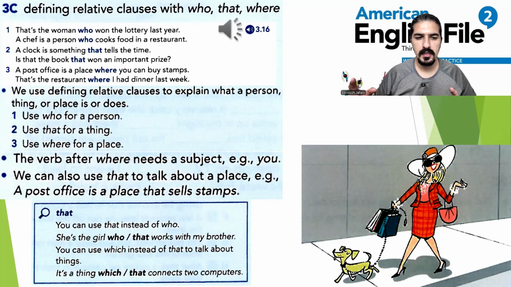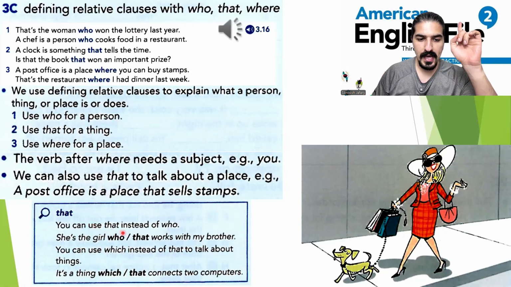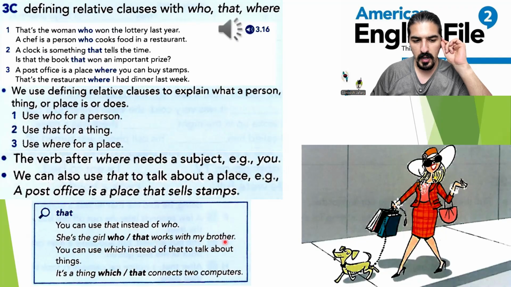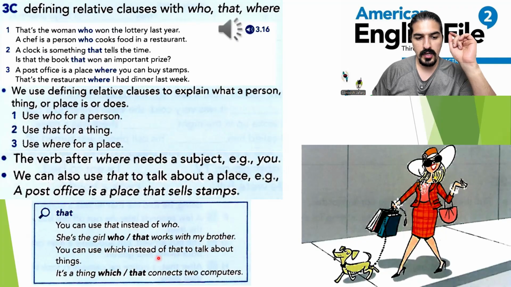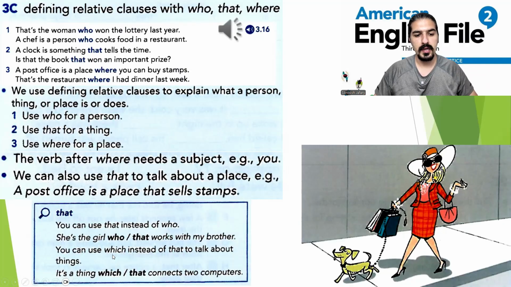Okay, very nice. So, you use who for a person, that for a thing and where for a place. But be careful. You can use that instead of who. For example, she's the girl who works with my brother. That works with my brother. Okay? You can use which instead of that to talk about things as well. For example, it's a thing that connects two computers, or it's a thing which connects two computers.